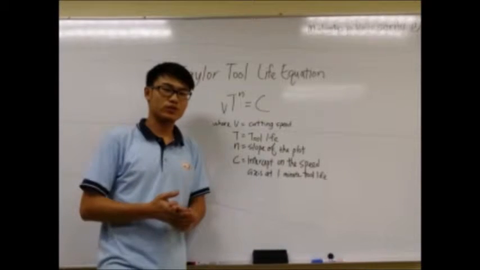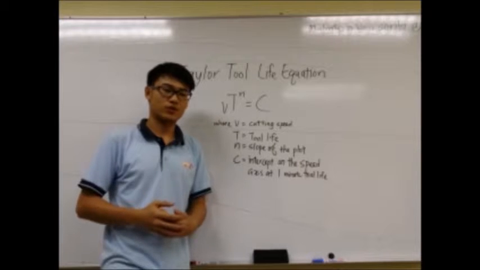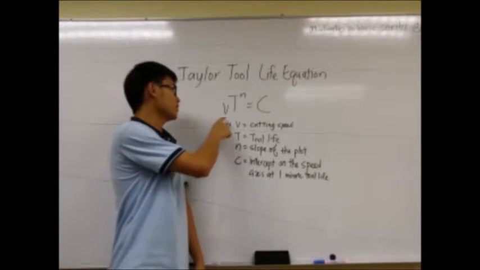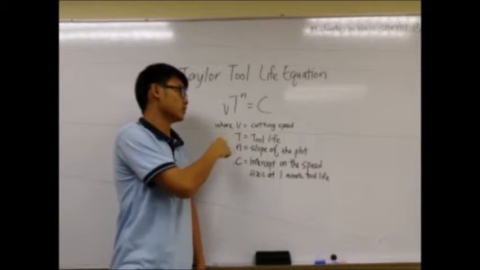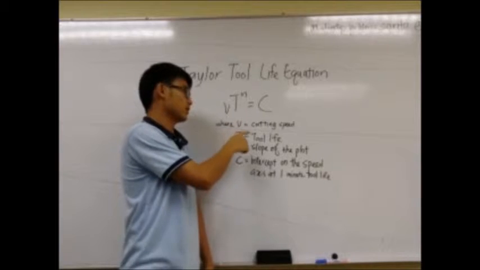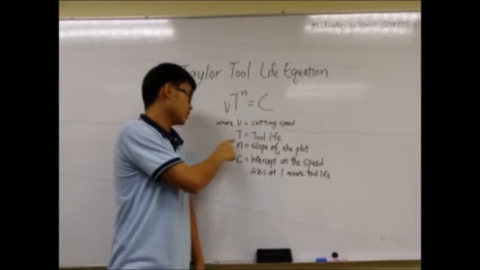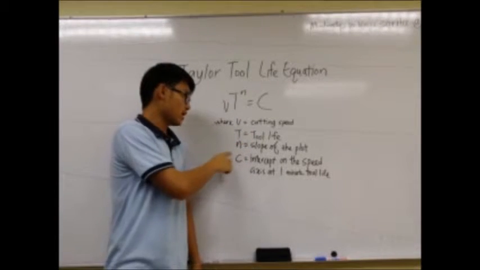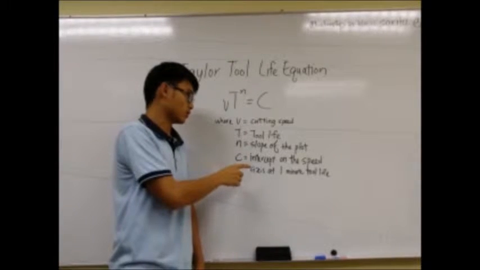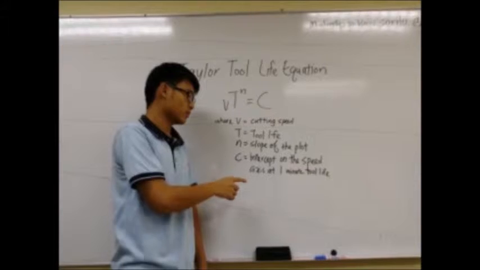Okay, now I'm going to explain about the Taylor tool life equation. The Taylor equation is given by VT^n = C. V is the cutting speed, T is the tool life, n is the slope of the plot, and C is the intercept on the speed axis at 1 minute tool life.